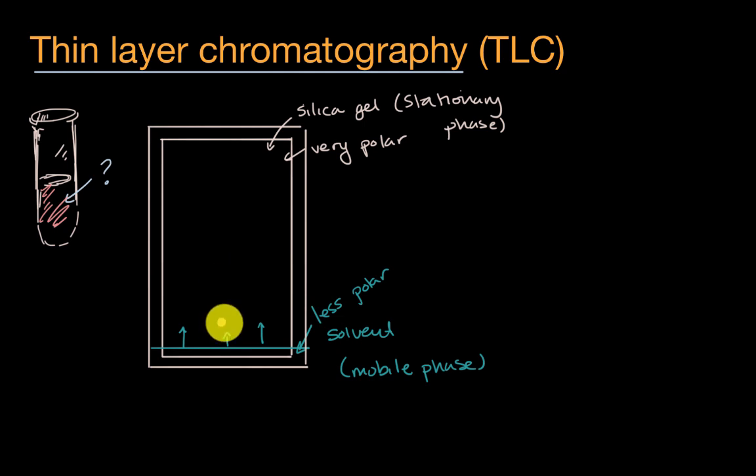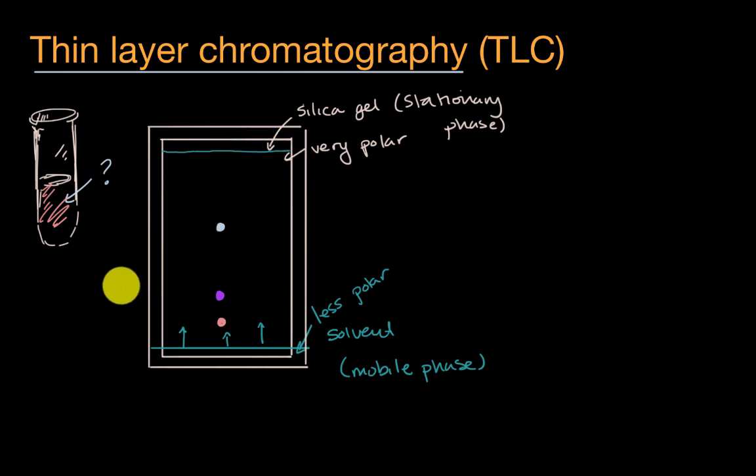And let's say this mystery substance is made up of two different things. If something is more polar, that means it's going to be more attracted to the stationary phase, which is very polar. And so it's not going to travel that far. While the parts of our mystery substance that are less polar are not going to be attracted to the silica gel as much, so they're going to travel further with the solvent. So maybe it might go like that.